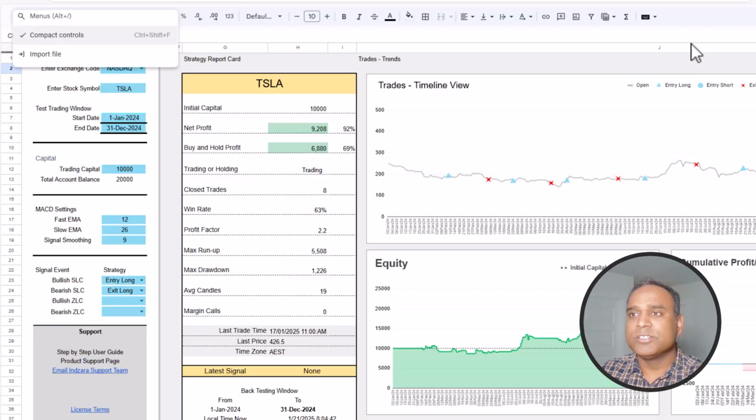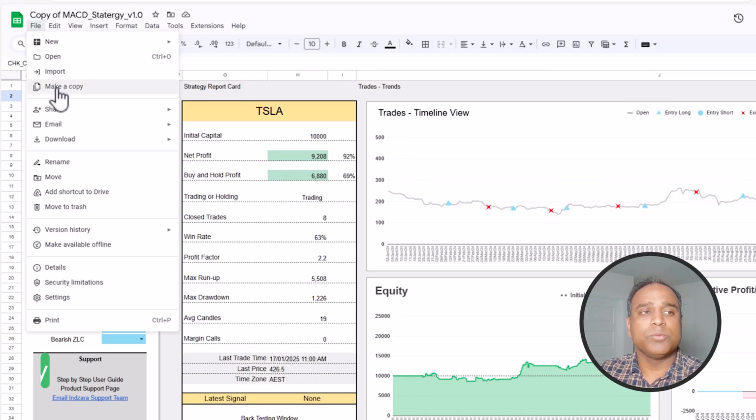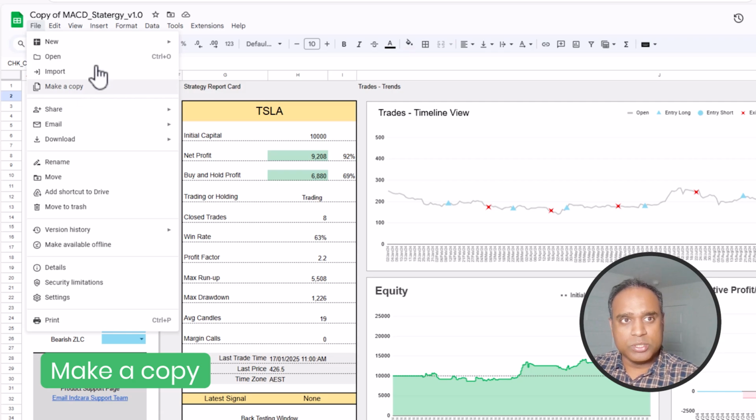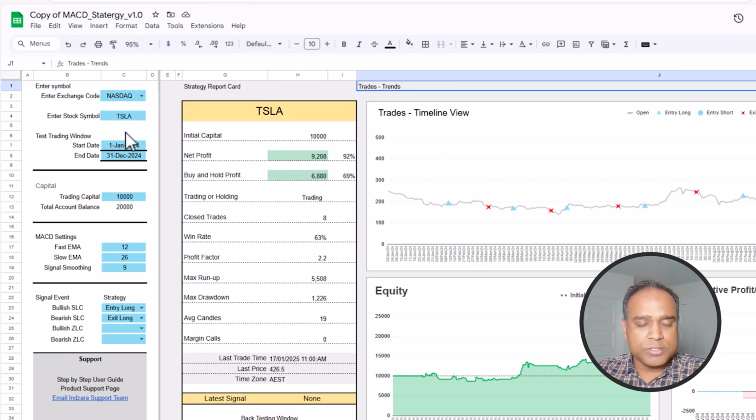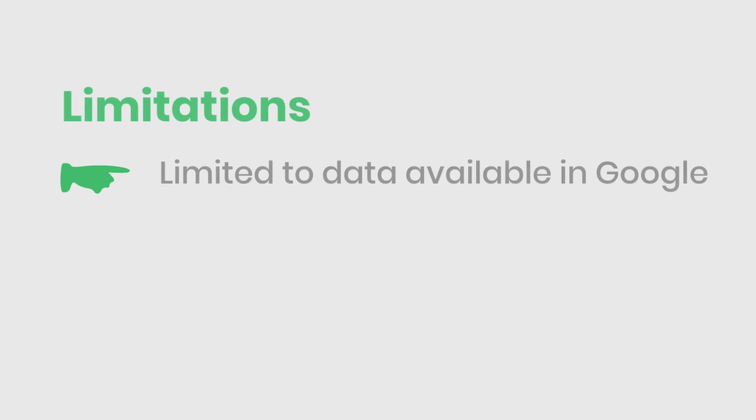So once you get access to this template, please make sure that you go and make a copy of this template. For example, once you get access to the template from us, you can make a copy, save it in your own Google Drive, and then you can interact with the template. You can change the stock symbols, and then use this any number of times for any number of stock symbols. So that's all included.